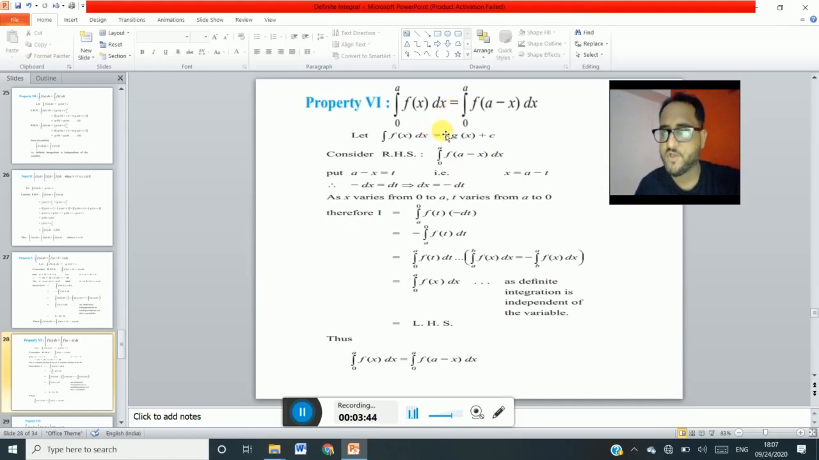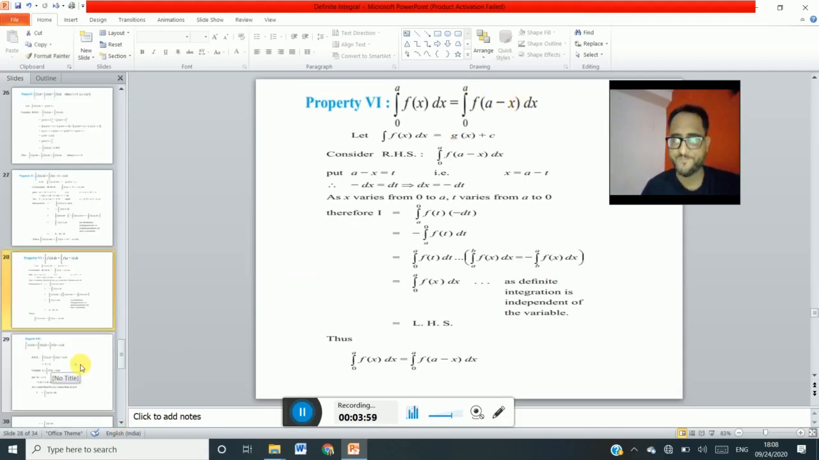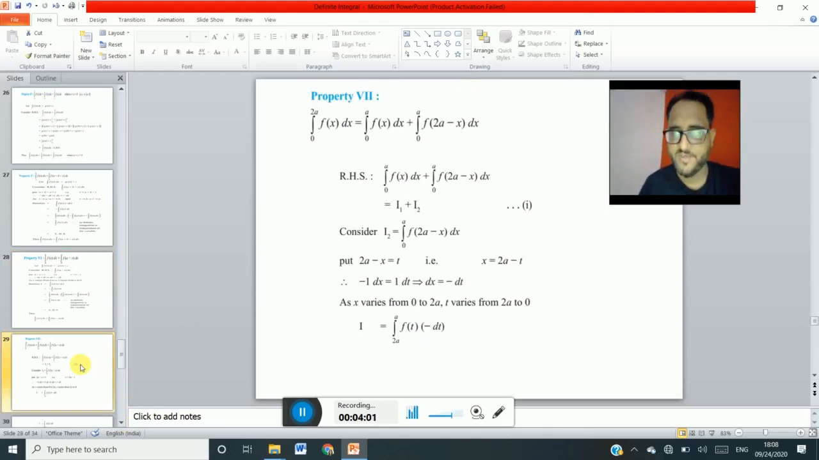Okay, so this is the proof of this property. And what is the meaning of this? That the variable is replaced by upper limit minus variable. Here x is the variable and x is replaced by the upper limit a minus x, so there is no change in the integral while doing this. Okay, then see the next property, that is property number 5.